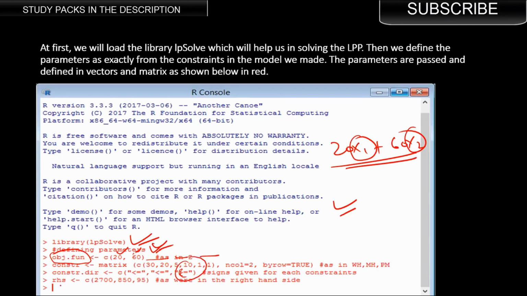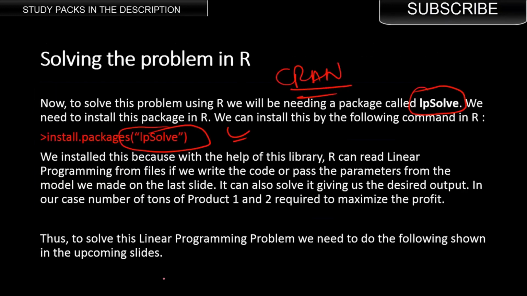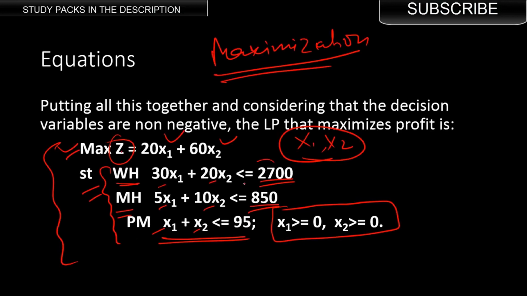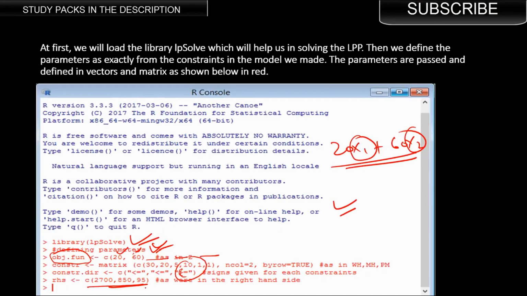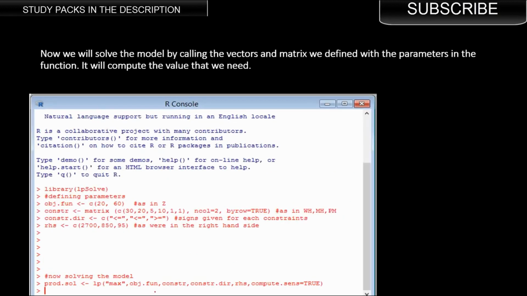Now in the third one, you just put the right hand side values, the constraint values. Right here it is 2700, it's 950, and we have got 95, so you put that in another matrix. So the right hand side of the equations, you just put in one place. Now we have the parameters in place. We have the objective function, we have the constraints, we have the values on the right side of the constraints, and we have the direction of the constraints.